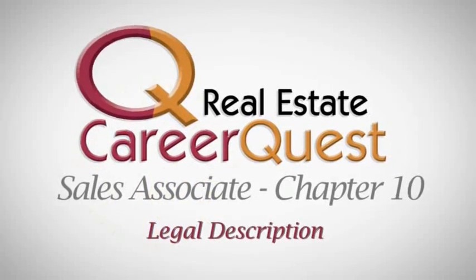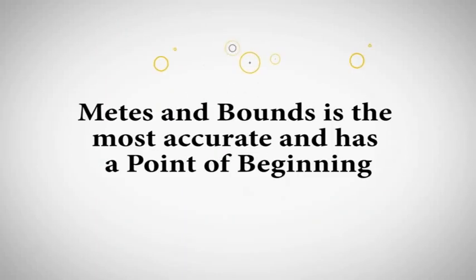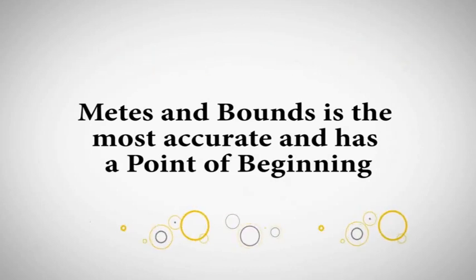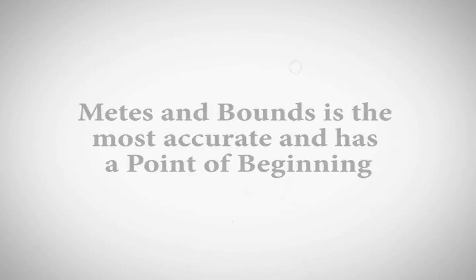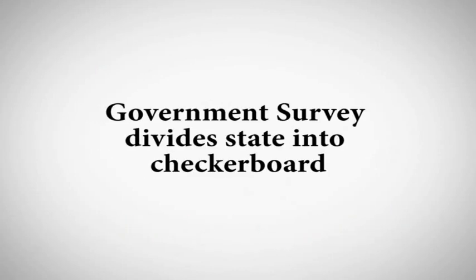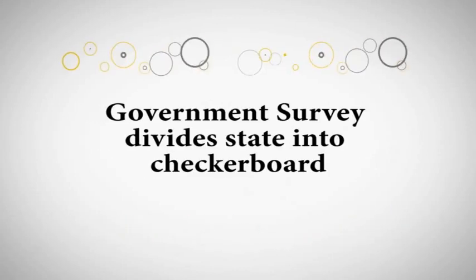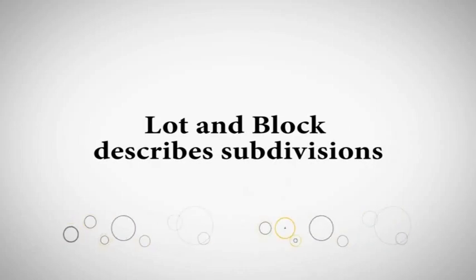Chapter 10, Legal Description Review. Metes and bounds is the most accurate, and it has a point of beginning. In fact, it's the only one with a point of beginning. The government survey method divides the state of Florida into a checkerboard. Lot and block is a way to describe subdivisions.